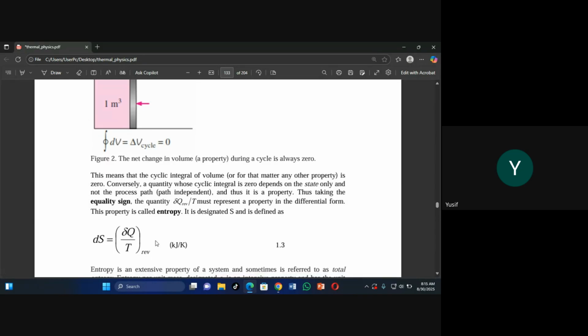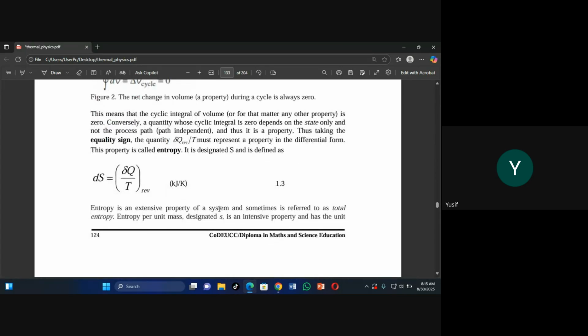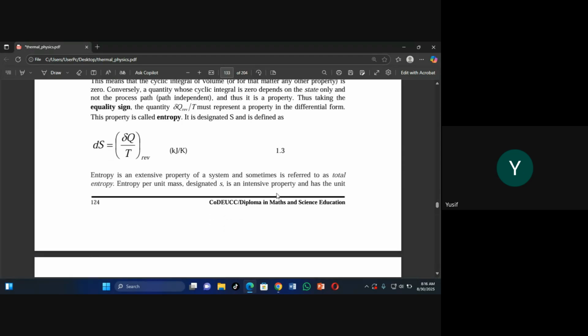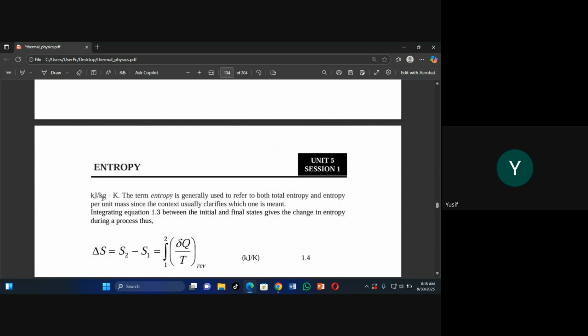Note that. Entropy is an extensive property of a system and is sometimes referred to as total entropy. But entropy per unit mass, designated small s, is an intensive property. So when I'm talking about the small s, it's intensive and the capital S is for extensive. It has the units kilojoule per kilogram per Kelvin. Now, the term entropy is generally used to refer to both total entropy and entropy per unit mass, since the context usually clarifies which one is meant.